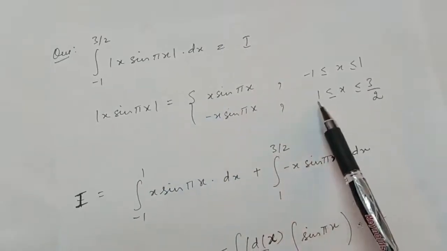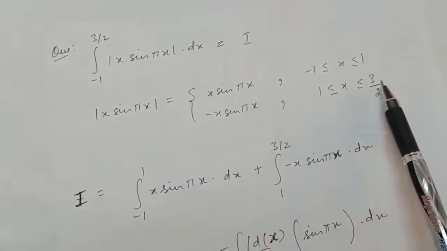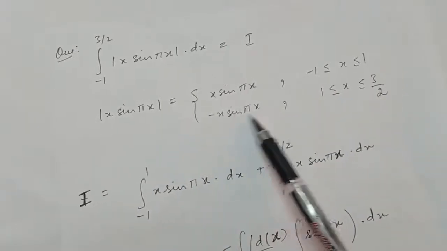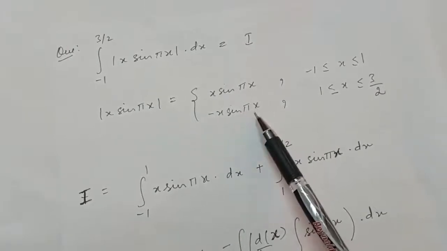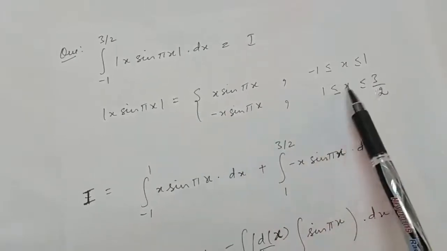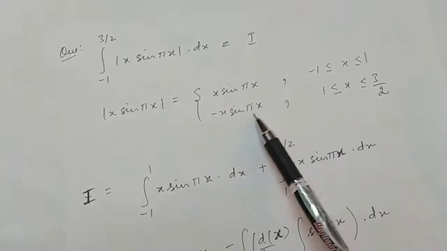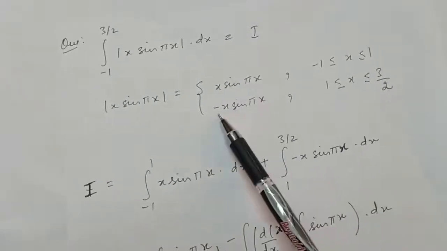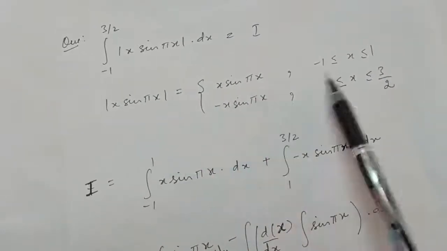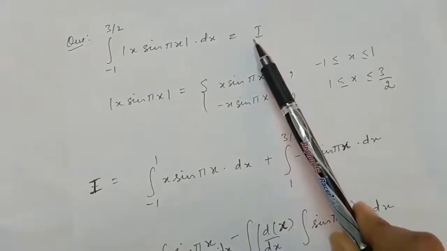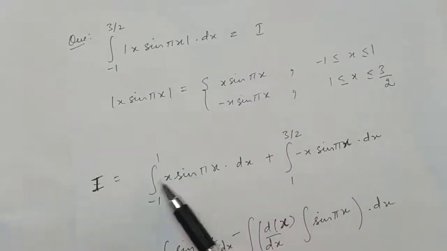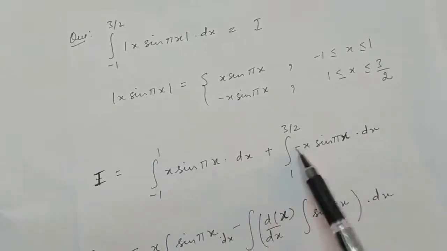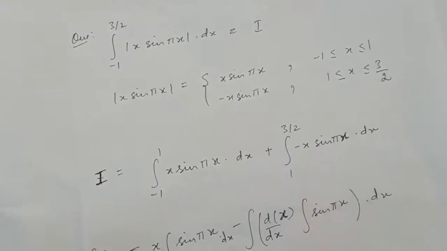Now for this interval, when x is from 1 to 3 by 2, you can see x is positive, but sin pi x will be negative, because for this interval the angle will lie from pi to 3 pi by 2, that is in the third quadrant, in which sin is negative. So this modulus will be negative in this interval, right? Now the given integral I will be integral of the positive part of the modulus from these limits plus integral of the negative part of the modulus from these limits.